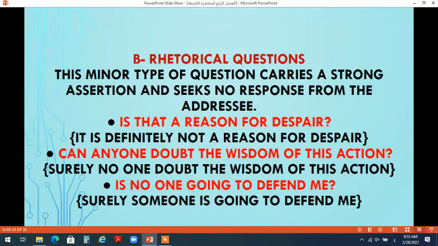For example, if you say, can anyone doubt the wisdom of this action? This means that surely no one doubts the wisdom of this action. If you say, for example, is no one going to defend me? This means that you are very sure that someone is going to defend you. You didn't say this directly, but resorted to a rhetorical question so that the sentence has a greater impact on the listener.